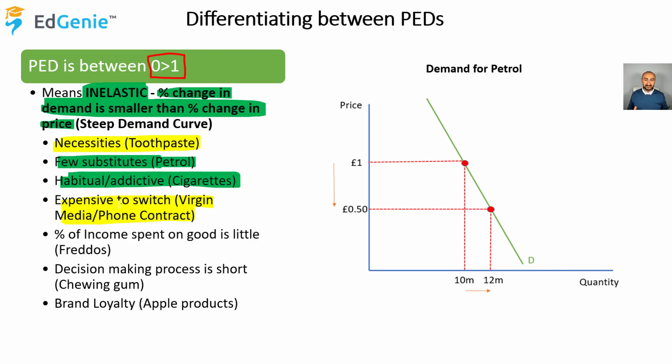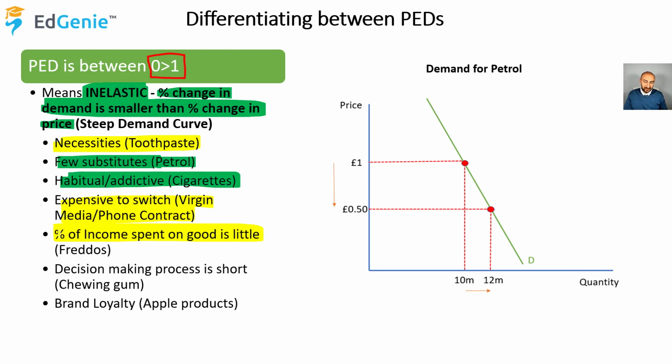One of the biggest factors of a good being inelastic is the percentage of income that you spend on it. If the amount you spend on a good, like bread, at 80p or £1, is such a tiny proportion of your income, then if they were to increase the price of that bread from 80p to £1, demand's just not even going to be impacted, even though the price has gone up by 20%.